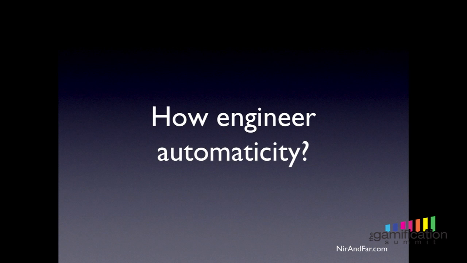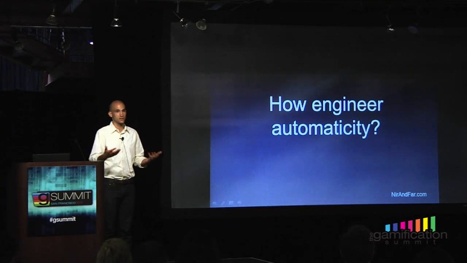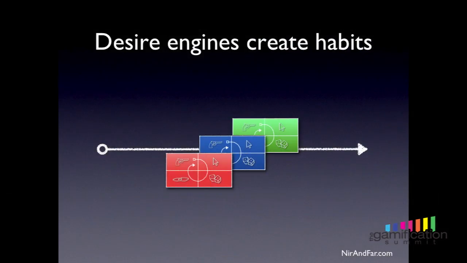We start with this question: how do we engineer behavior? How do we engineer automaticity? Automaticity is an automatic response to stimulus. How do we create that? And my answer to that is the desire engine.